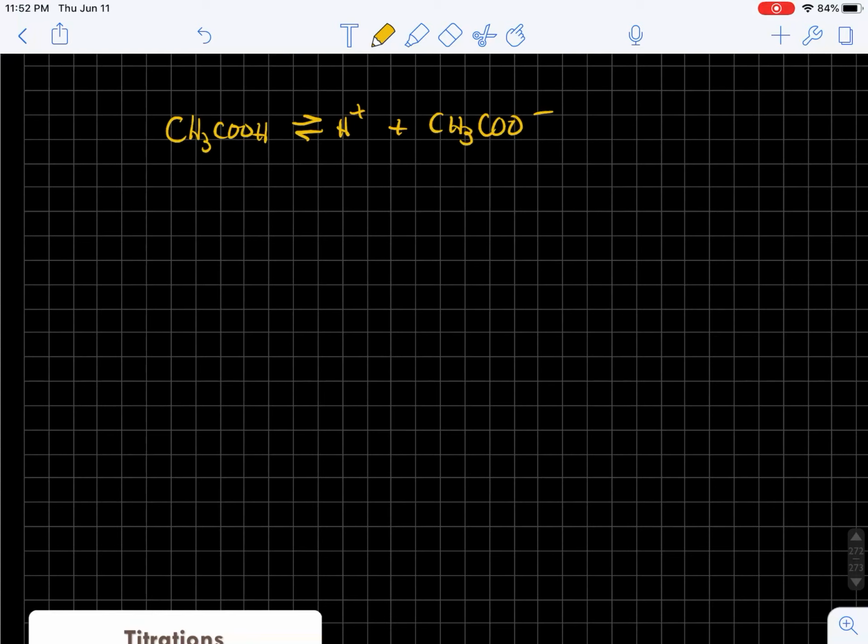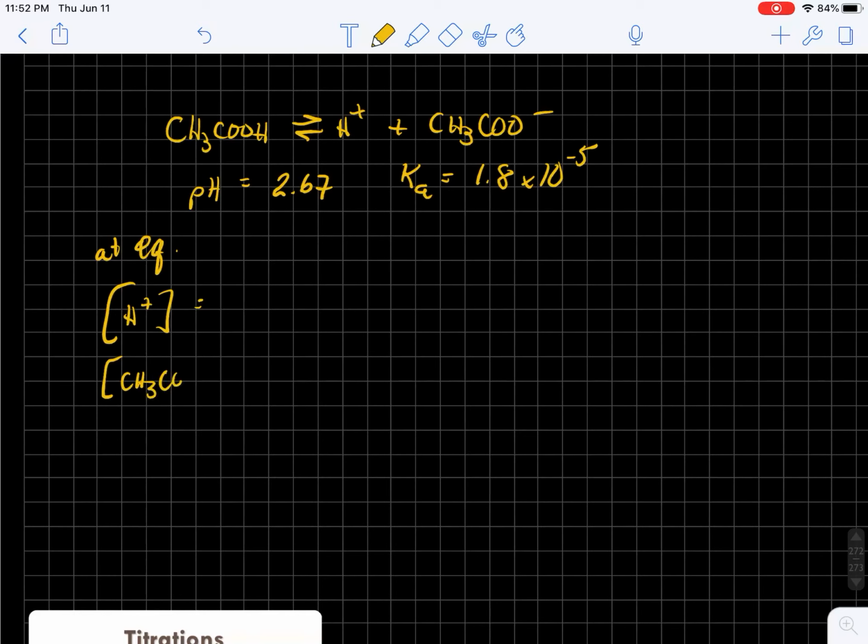we let this go to equilibrium, and we find that we have a pH equal to 2.67 and a Ka equal to 1.8 times 10 to the minus 5. They want to know, at equilibrium, what is the concentration of H+, what is the concentration of CH3COO-, and what is the concentration of the original molecular acid. So in other words, all three species.